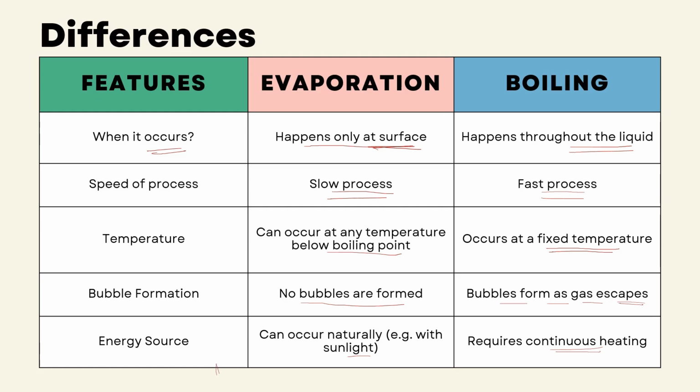For this, the examples are how puddles dry up after some time, whereas boiling is how liquid changes to gas when you boil water in a pan or in a kettle.